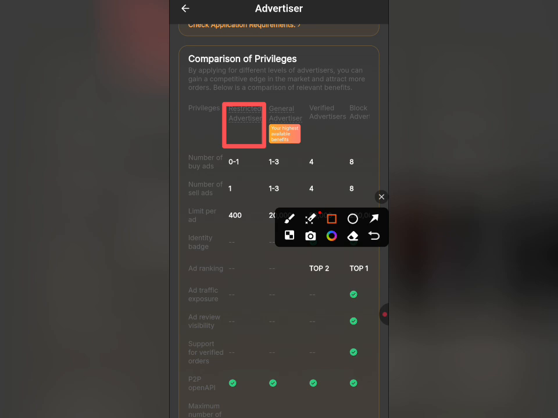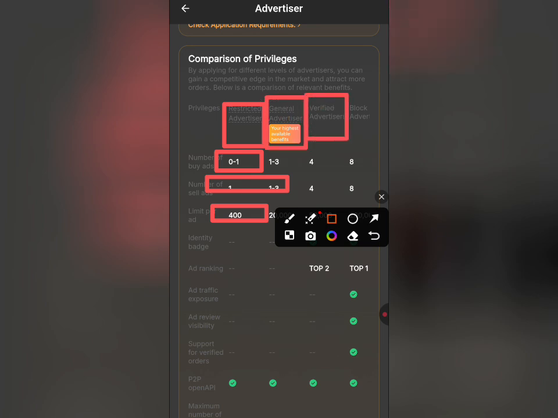And depending on your level, you may not be able to put up buy ads, and your number of sell ads will become one, and limit per ad will be 400. So those are the limits. But what should you do to avoid this, or maybe you're already a restricted advertiser, how to move out from it and become your normal general advertiser or verified advertiser?